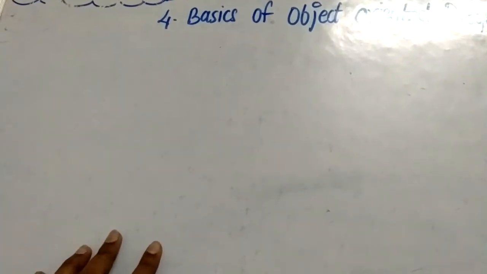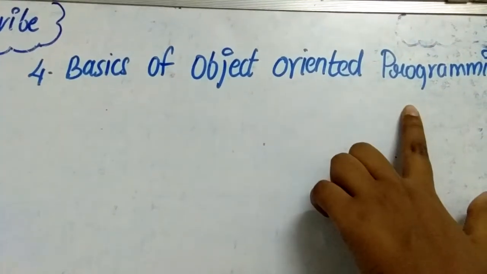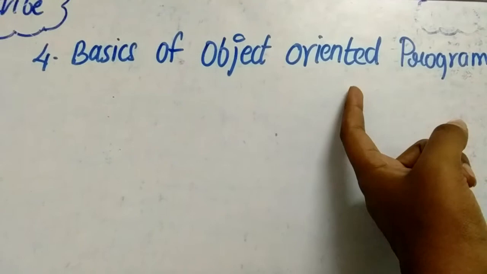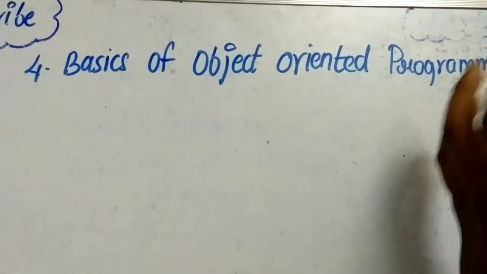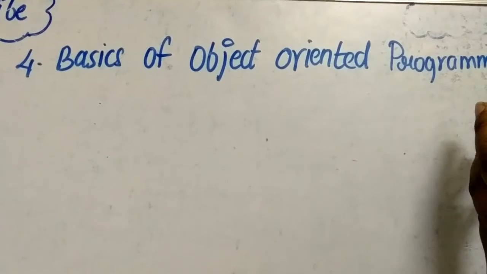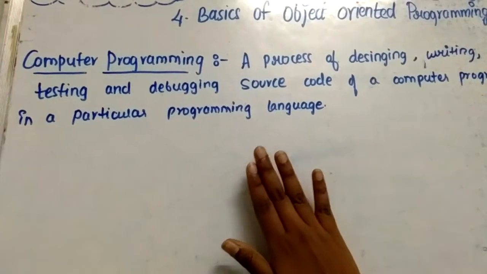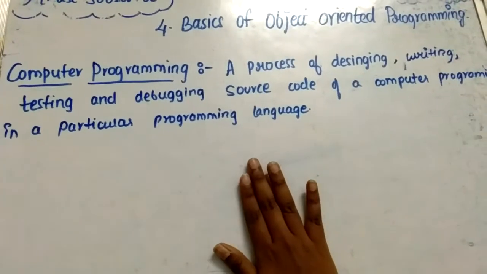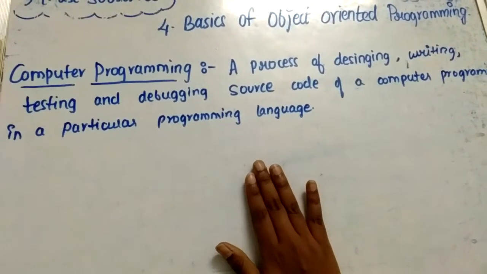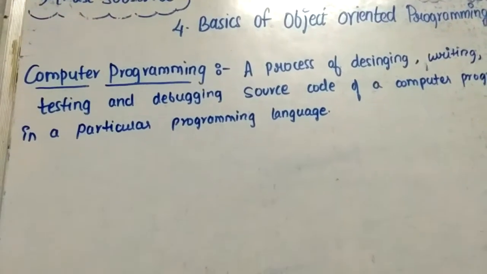Both are programs. So what is this object oriented programming? What is to be done with object? What is oriented? What is programming? So at first let us get started with understanding of programming. So here is the definition of computer programming, a process of designing, writing, testing and debugging source code of a computer program in a particular programming language.